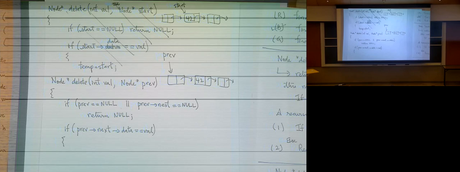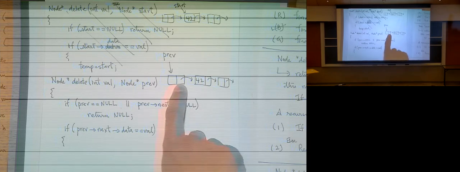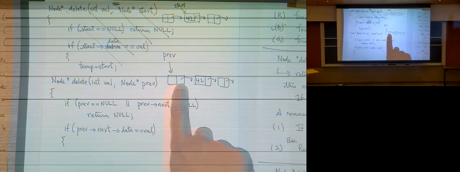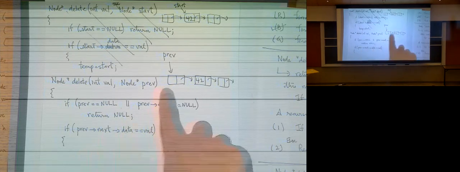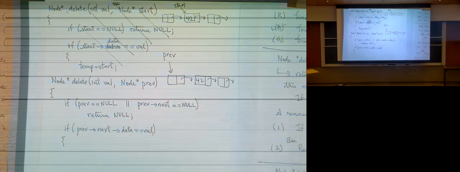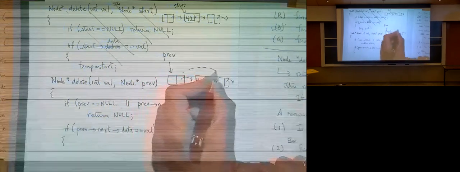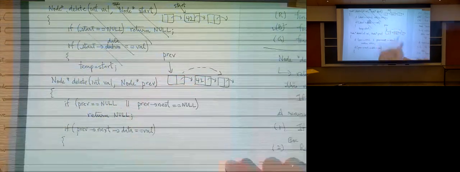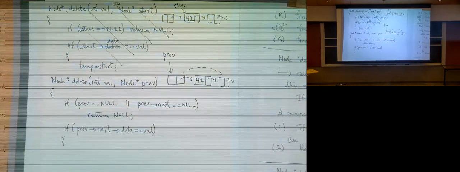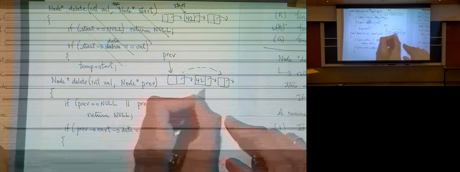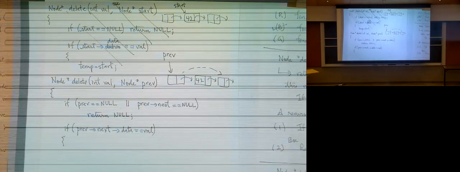Okay, so where were we? So we have access to this previous pointer, and now what we need to do is get this pointer to skip over that and make this null, right? And then we would return this node here.